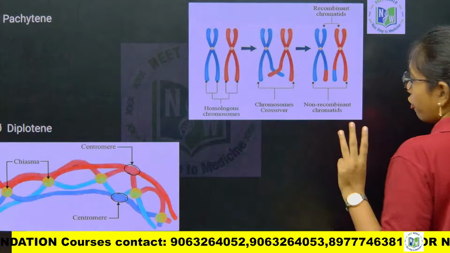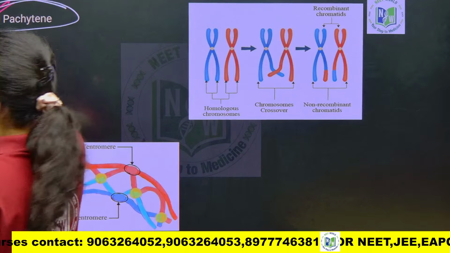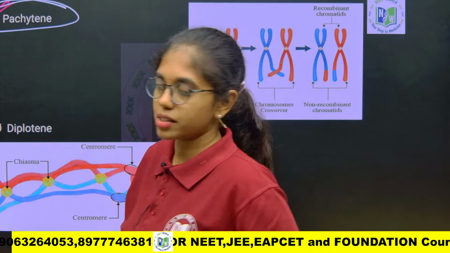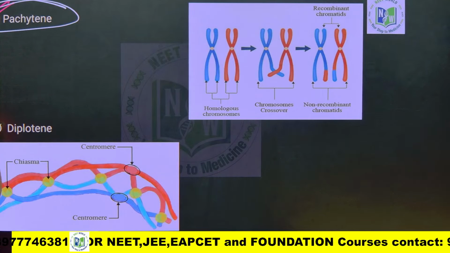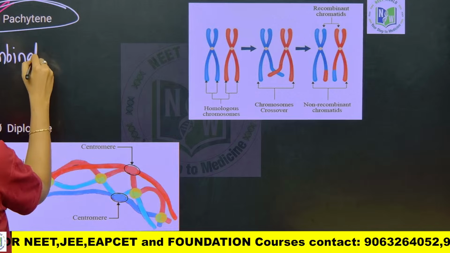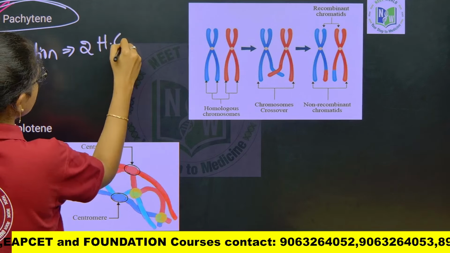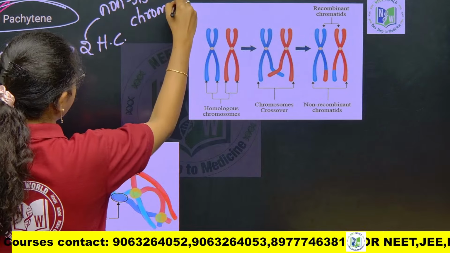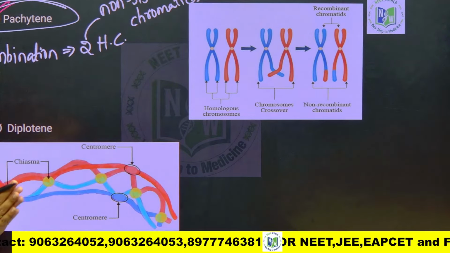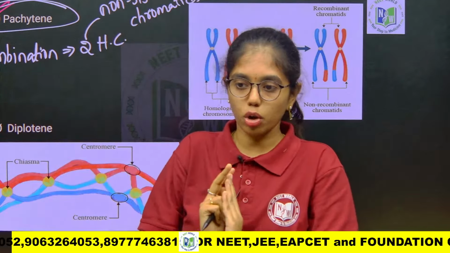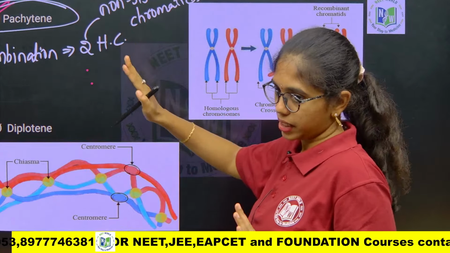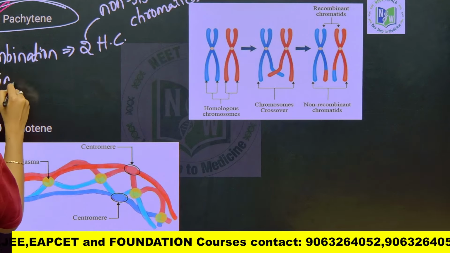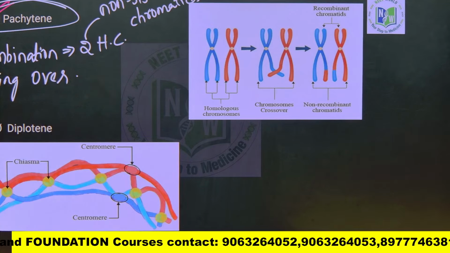The third most important stage of prophase I is the pachytene stage. In the pachytene stage, recombination happens between non-sister chromatids of homologous chromosomes. Recombination occurs between two homologous chromosomes of non-sister chromatids. It takes place in the pachytene phase. And this recombination is also called crossing over.